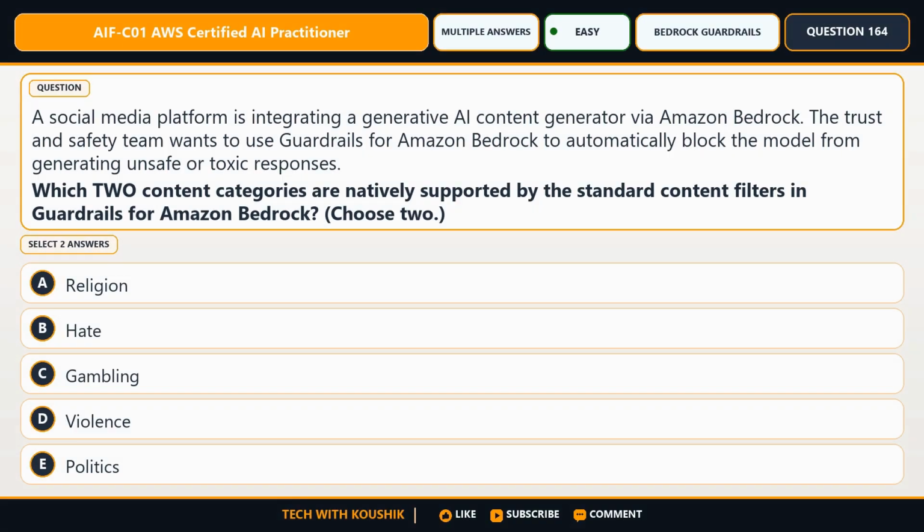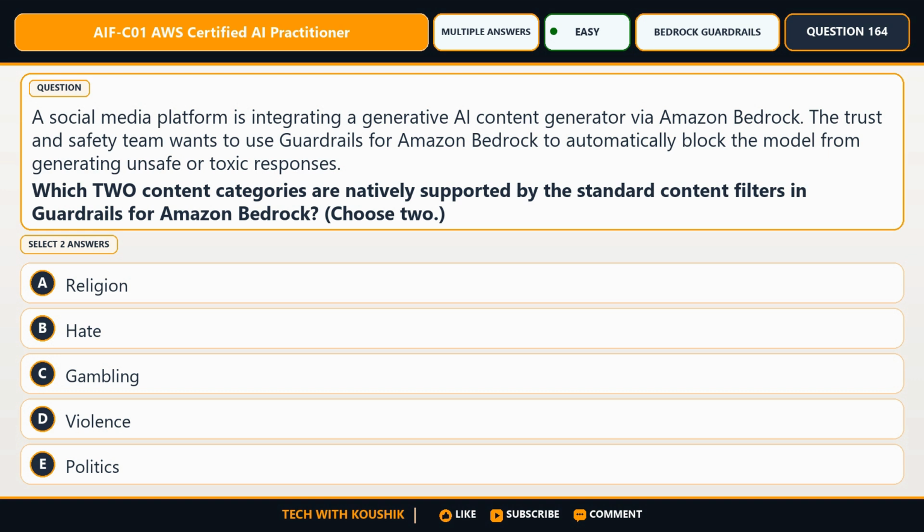Work through question number 164. Step by step. Review the scenario and identify what must be achieved. A social media platform is integrating a generative AI content generator via Amazon Bedrock. The trust and safety team wants to use guardrails for Amazon Bedrock to automatically block the model from generating unsafe or toxic responses. Which two content categories are natively supported by the standard content filters and guardrails for Amazon Bedrock? Choose two. Choose every applicable answer and reject partial matches.